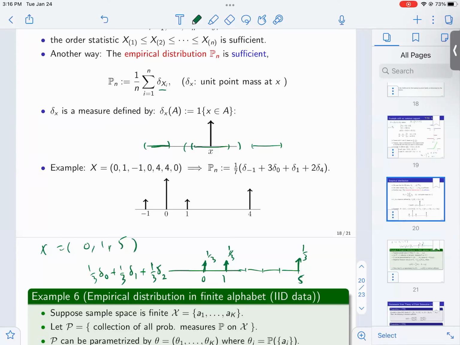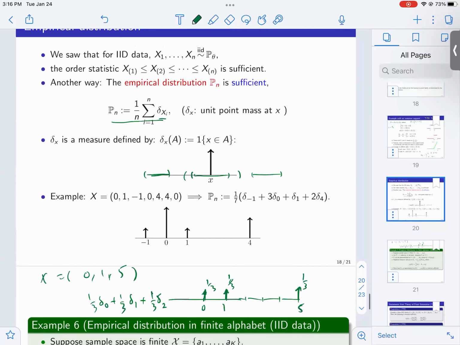So this models the probability distribution of a random variable that takes values 0, 1, and 5 with equal probability. In general, it models a discrete random variable that takes these values with equal probability. It's a random measure because the data is random. It's a function of the data, and it captures the information in the data.